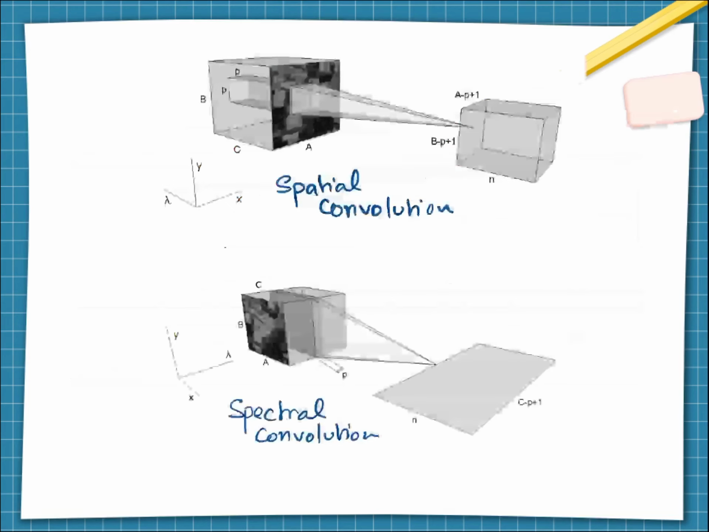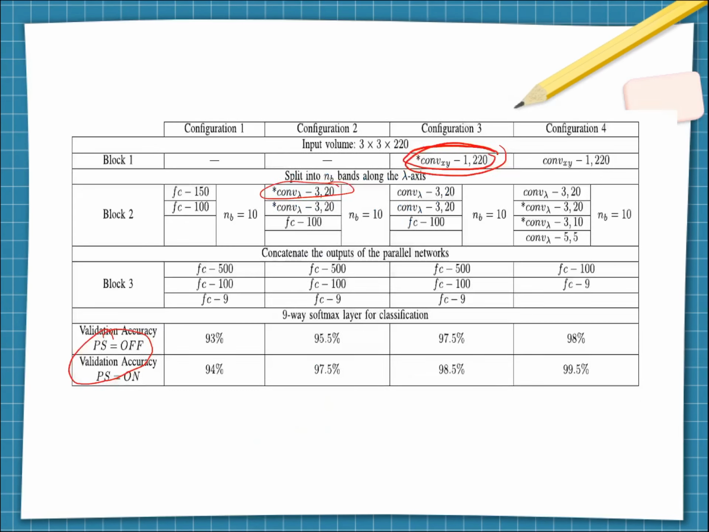This is the dimension-based figure for both the types of convolution that have been performed in the model. The figure of 4 different design choices.